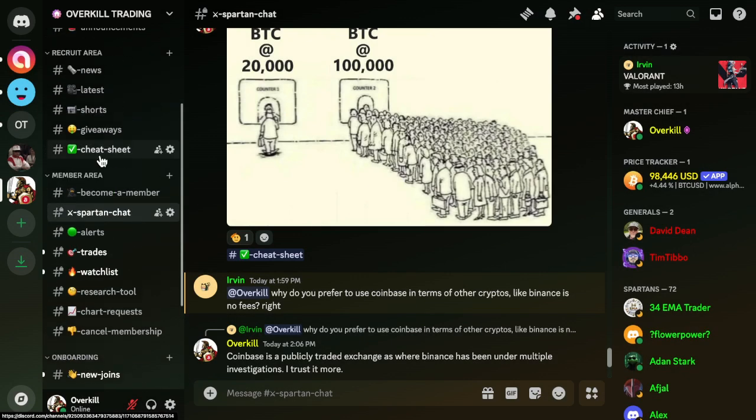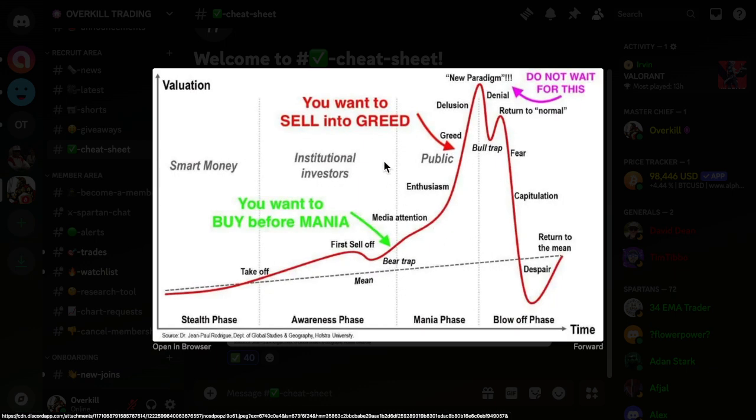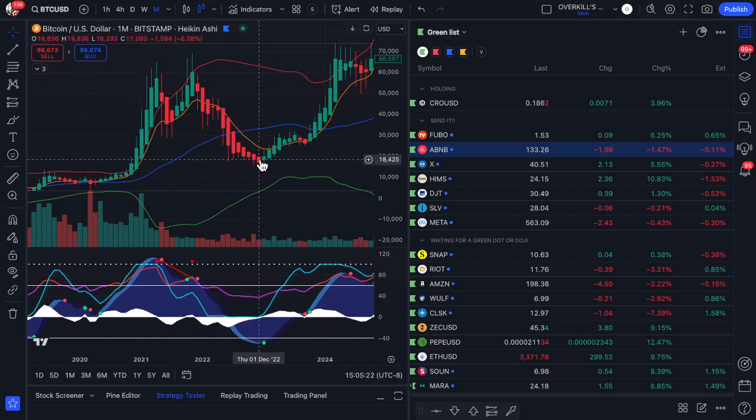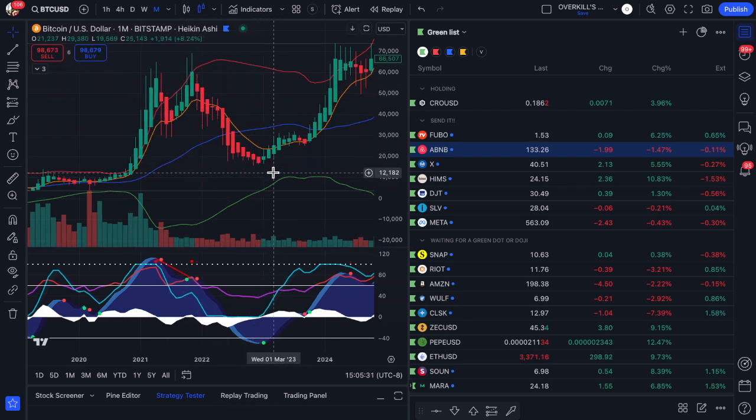That ties in perfectly to our cheat sheet right here that we like to reference a lot on this channel. Again, the smart money loads up when nobody's talking about it, right? When nothing's going on. We just went down 70%. Bitcoin went from 71,000 all the way down to 16 or 17,000 in a year and a half period of time.